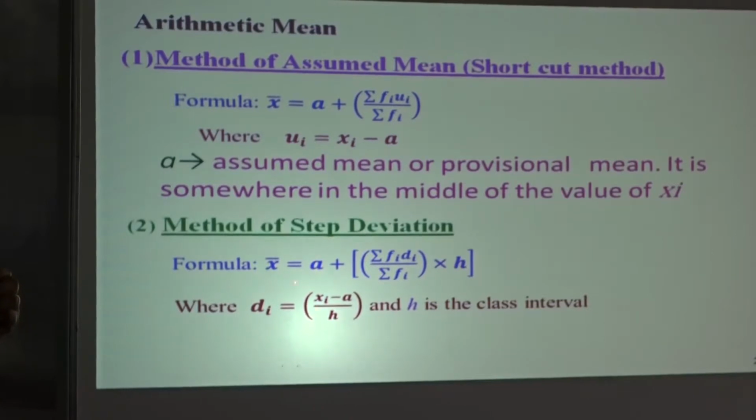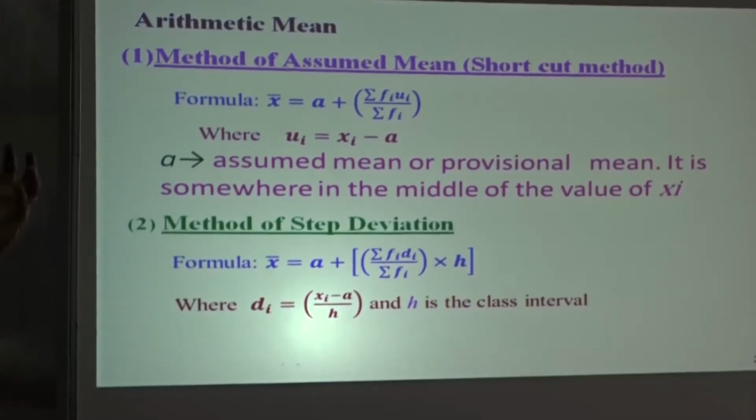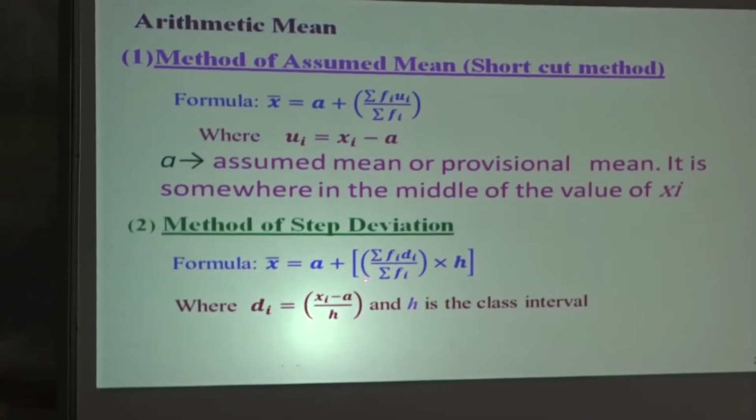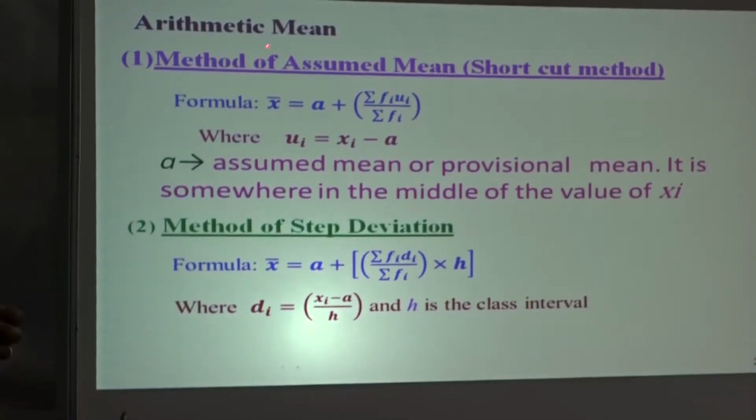Without using a calculator, it's easy to find the mean value, because each value of di is given as d2, d3, very simple values. It reduces to very simple values even though the values of xi are large in the beginning. This is the beauty of the step deviation method. I think everyone is clear where they are going to use these two methods.